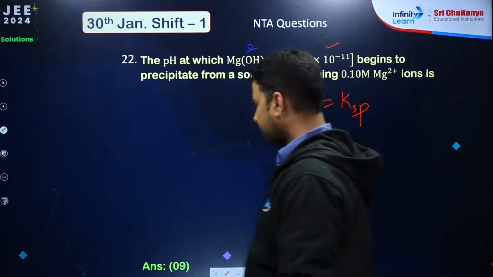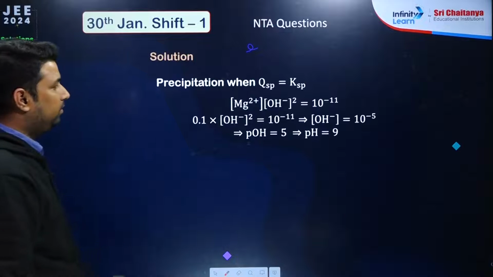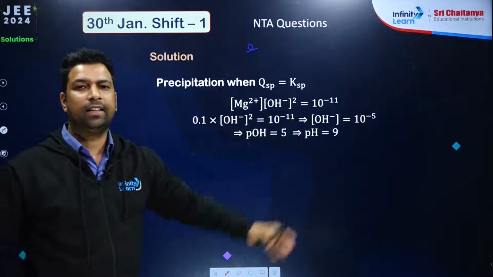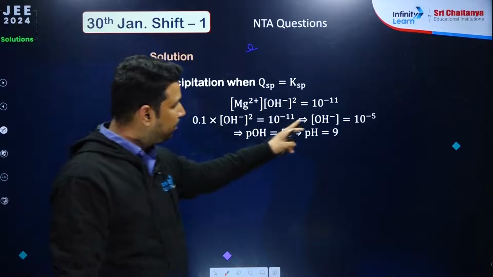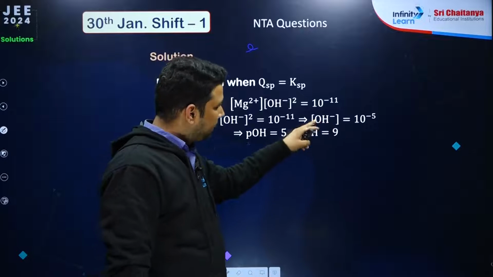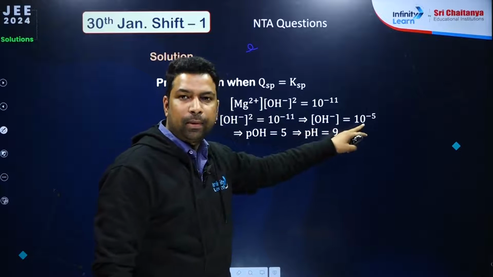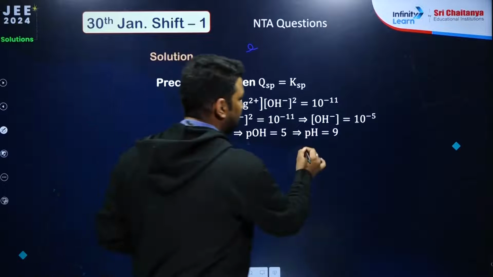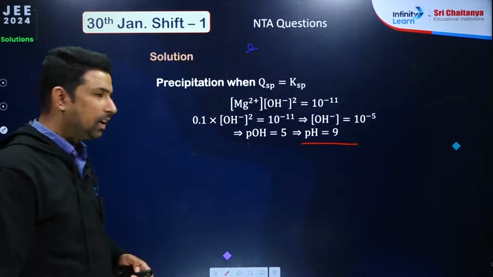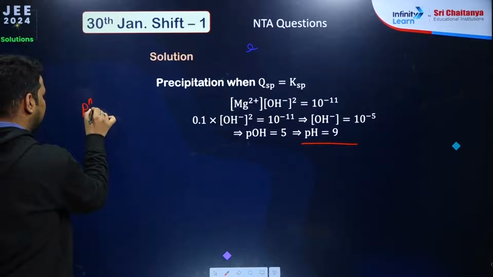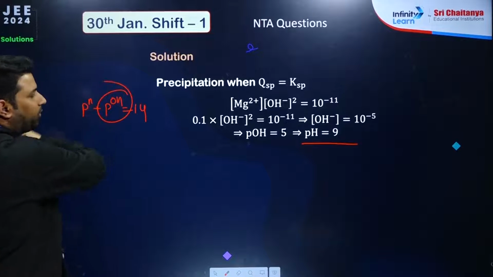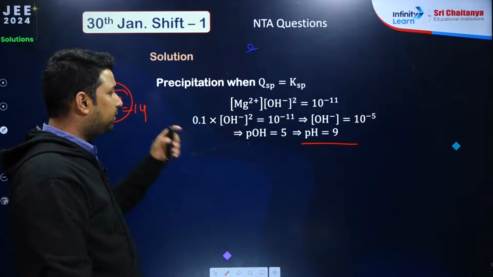Just do it and you will get answer 9. Qsp equal to Ksp, just put the value and you will get the answer, because you will get the pOH value. Since concentration of OH minus is 10 to the power minus 5, then pOH will be 5 and 14 minus 5 will be 9. So pH will be 9. We are using pH plus pOH is 14, pOH is 5, that's why pH is 14 minus 5, that is 9.